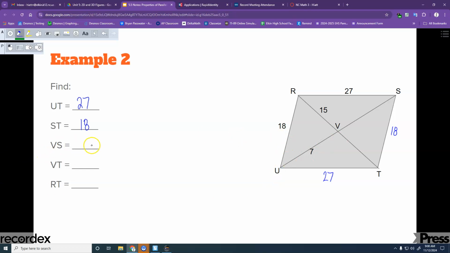So for VS, right here, Chelsea, what would we get for VS? Not 15. It's going to be 7 because the diagonals cut each other in half so that this piece is equal to this piece over here. So, Chelsea, what would VT be? That one's going to be 15. Very good.